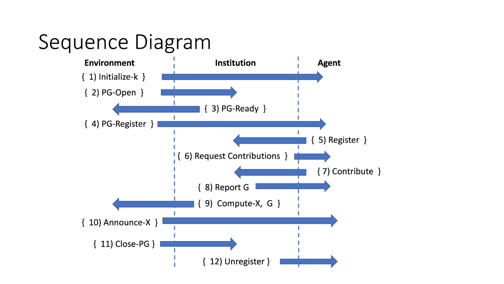Once you get to complete participation with the agents, the institution will be able to report back to the agents what the final good was. Then the institution will be able to forward that to the environment. The environment will then be able to announce back to the agents what the conclusion was. The environment will then tell the institution to close the public good. And finally, the institution will tell the agents to go ahead and unregister against themselves.